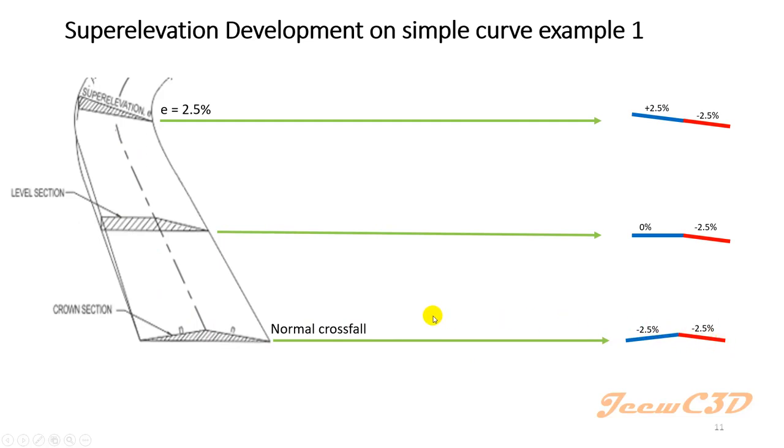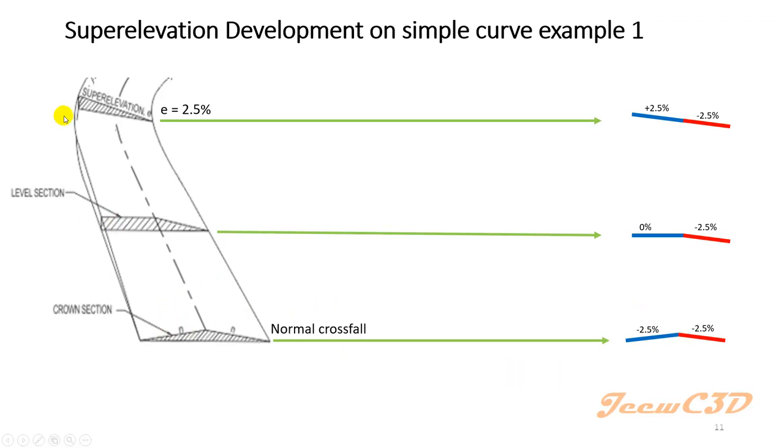So when the super elevation, or inclination of the road, becomes 2.5 at the curve, your left side would be rotated up to plus 2.5 super elevation, but your right side would remain as minus 2.5. In this example, you can see your left side is always minus 2.5, but your right side, with the length, will be rotated up to plus 2.5 from minus 2.5.